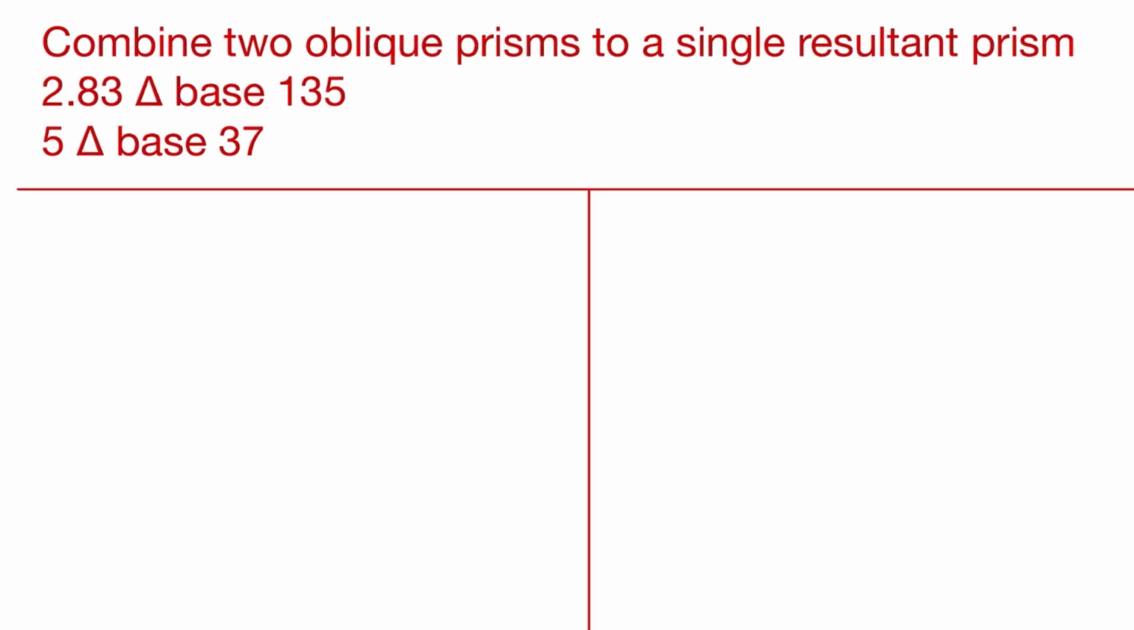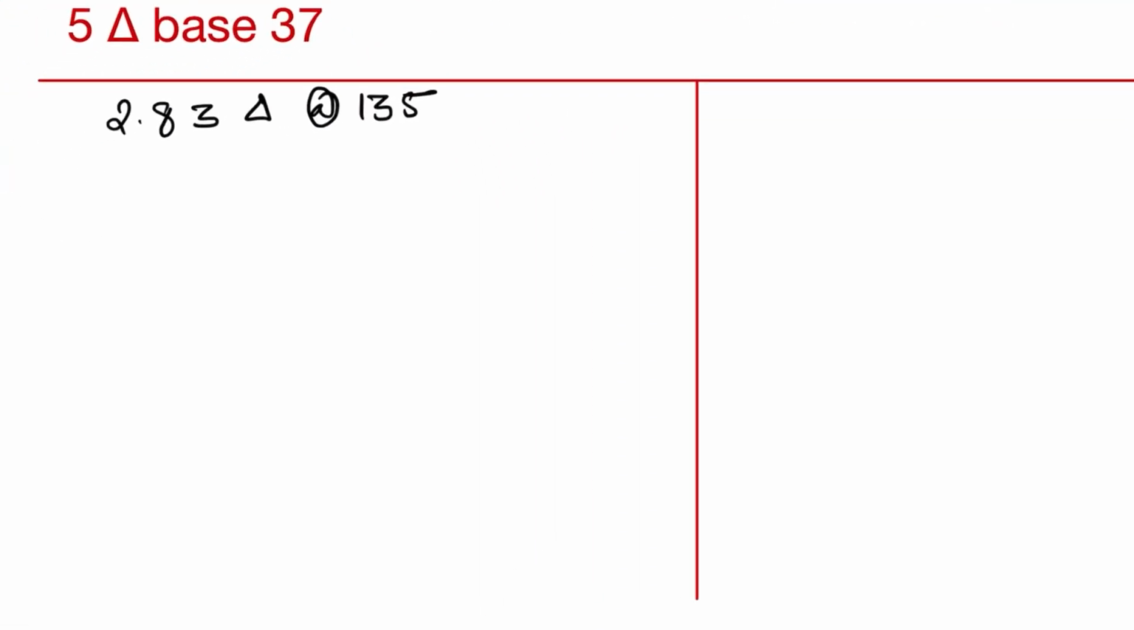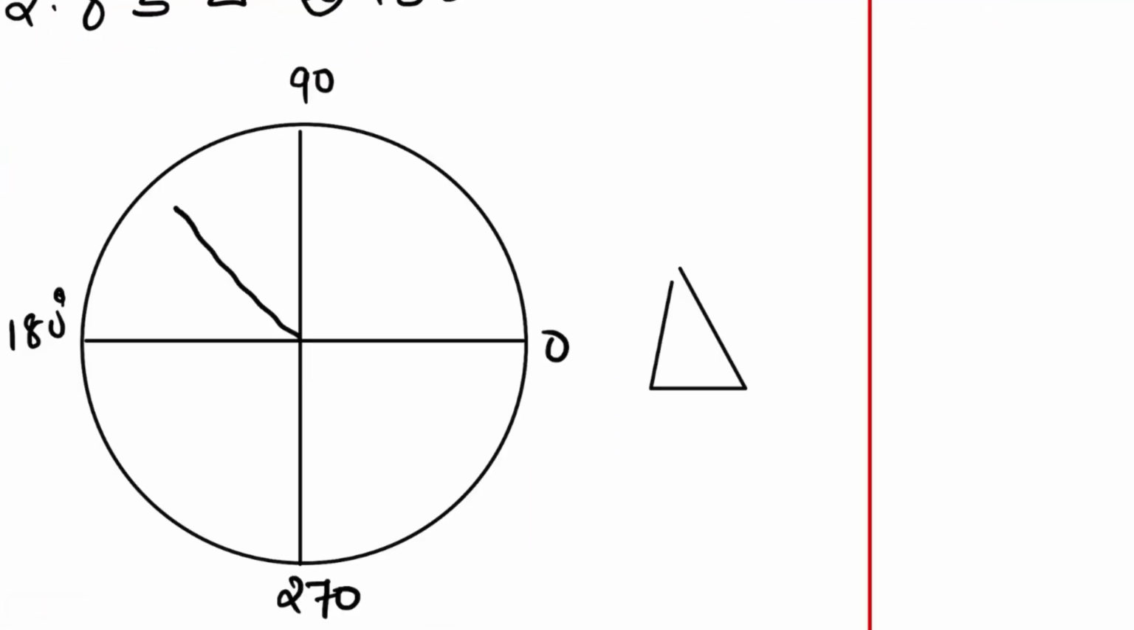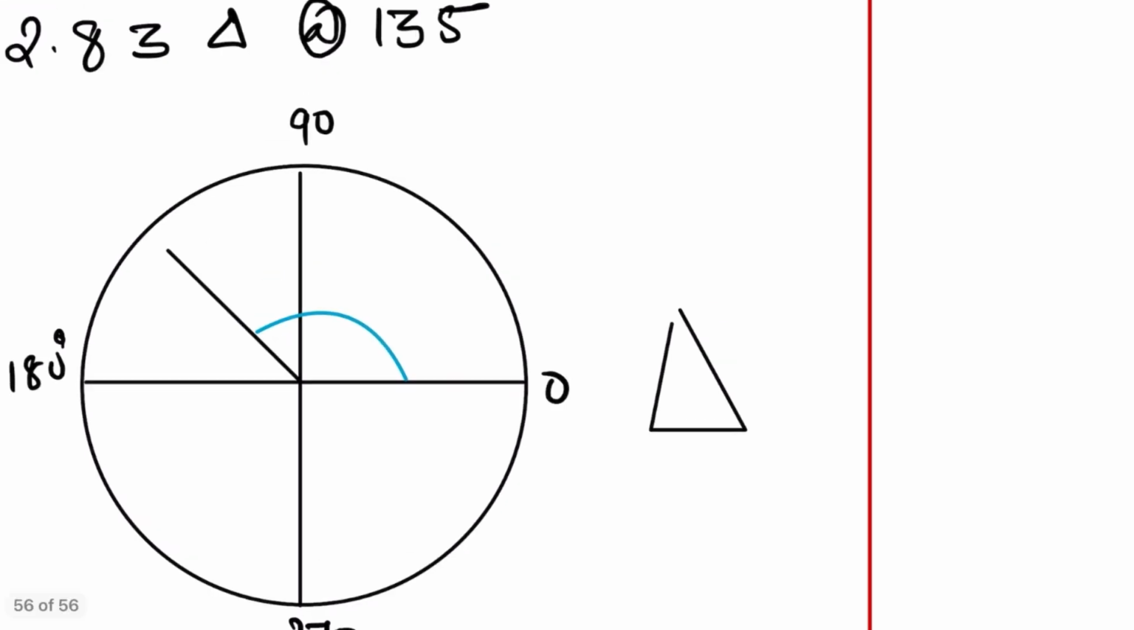So if you want to combine two oblique prisms into a single resultant prism, the first step is to break both oblique prisms into horizontal and vertical components. 2.83 prism towards 135 degree. So we're gonna solve this now. Prism direction is toward this side and the angle from here to here is 135 degrees, and we're gonna make it a right angle triangle.